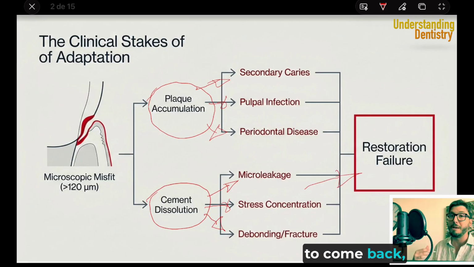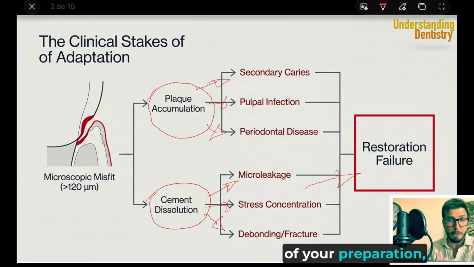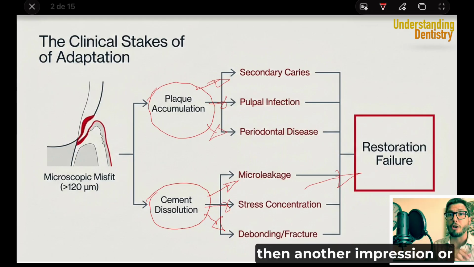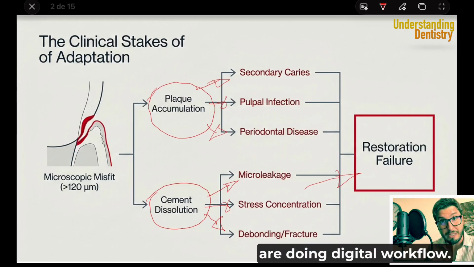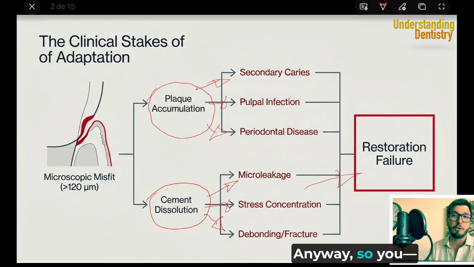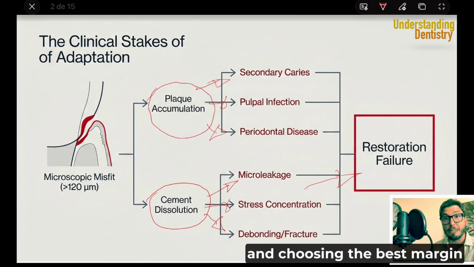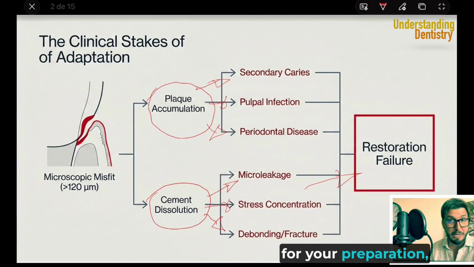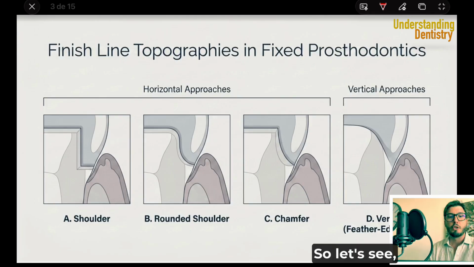So the patient needs to come back. You need to redo your preparation, maybe correct the shape of your preparation, then another impression or another intraoral scan if you are doing a digital workflow. Anyway, so we need to try to avoid this, and choosing the best margin for your preparation is a very nice way. So let's see.